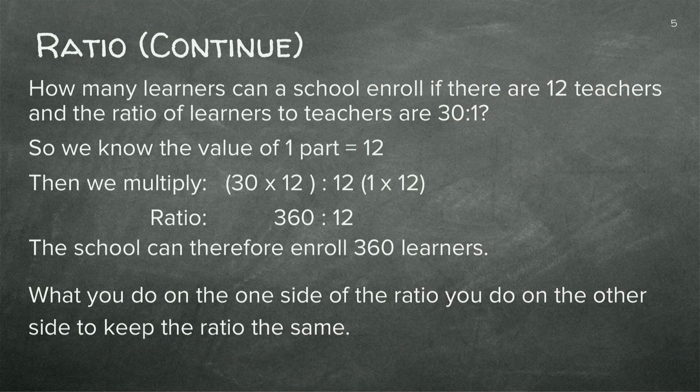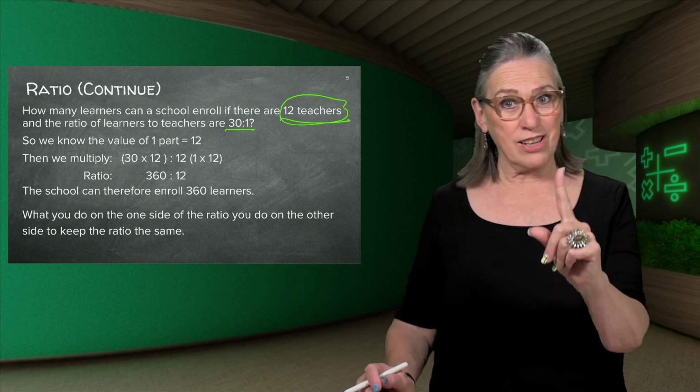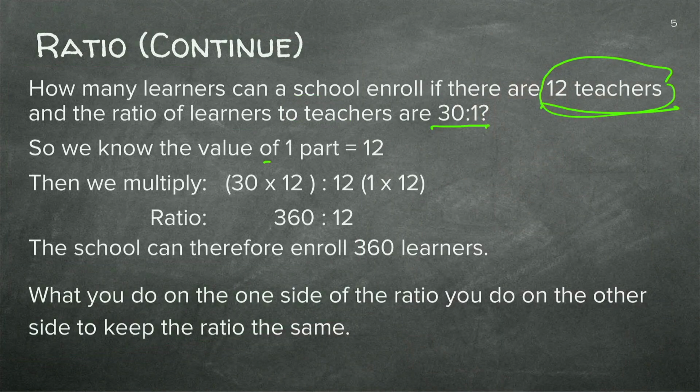Now, this one: how many learners can a school enroll if there are 12 teachers? And the ratio of learners to teachers is 30 to 1. Okay, now think carefully. It is actually 30 to 1, and they're telling us that the school has got 12 teachers. So what are they actually doing? They're giving us the value of 1 part.